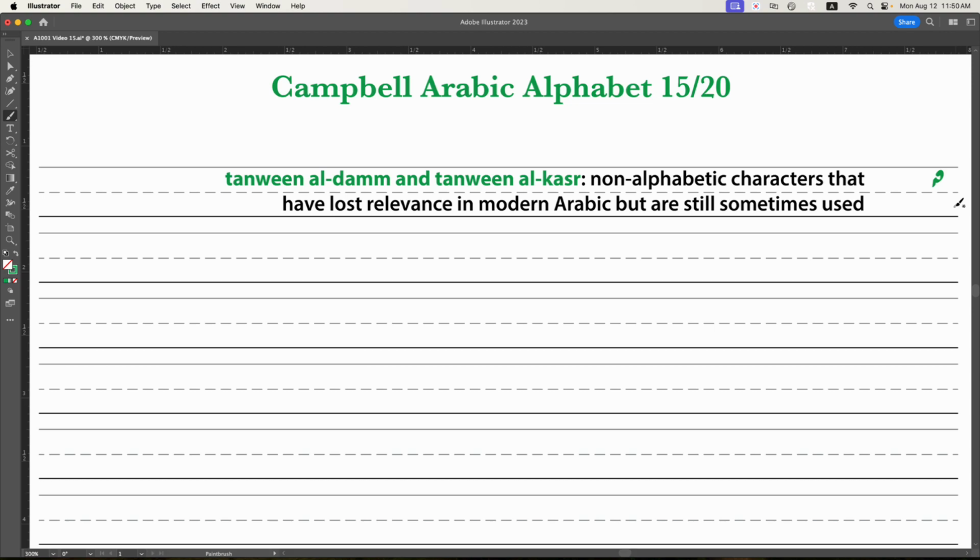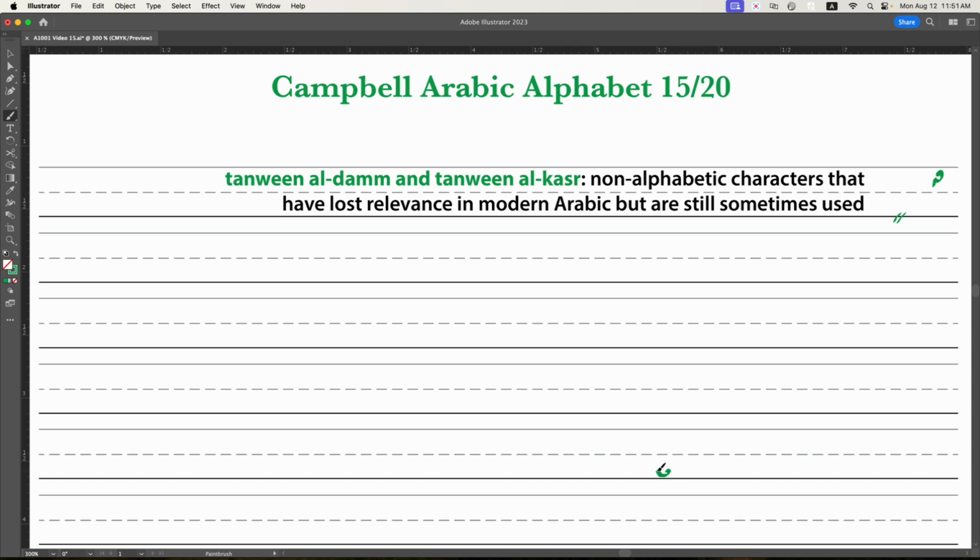It's a double Dhamma, but remember, Tanween ad-Damm means putting an N on the Dhamma. So he is pronounced Un. And Tanween al-Kasr looks like 2 Kasras put together, just 2 Kasras like this, and he's pronounced In. So we don't write the N letter, but we pronounce it here. And these are grammatical characters that don't have a tremendous amount of relevance in modern Arabic. Nevertheless, they're kind of important to learn, and for completeness' sake, I'm going to teach them to you.